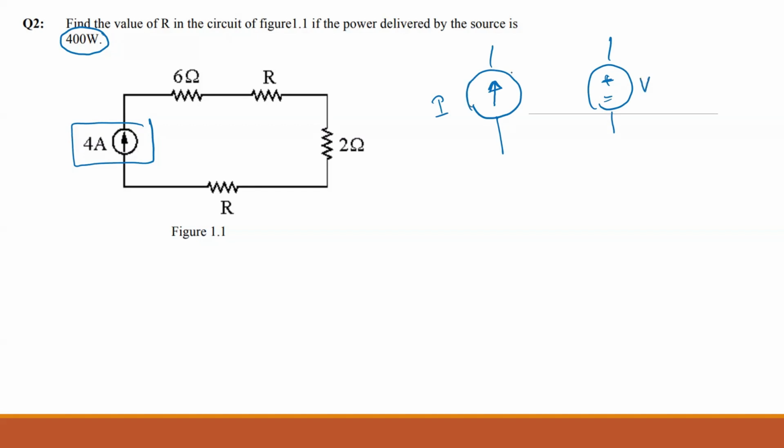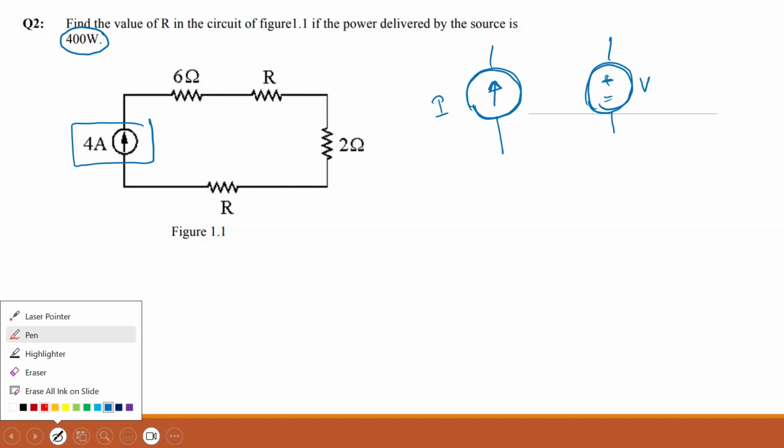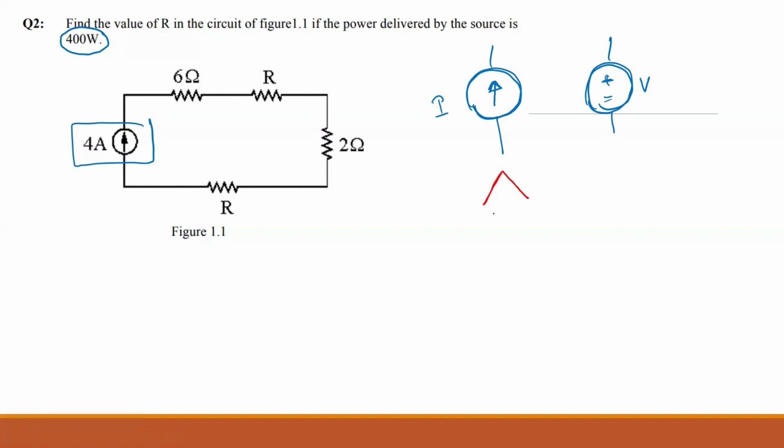And also this circle means this is an independent source. I hope you remember this stuff. And in case you have this kind of a current source, that is a dependent source. We are going to discuss the dependent sources later on. But if you see a circuit with a circle and an arrow, that is a current source. So this is the source.